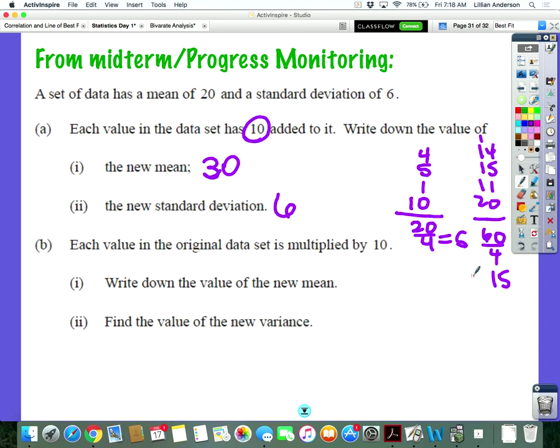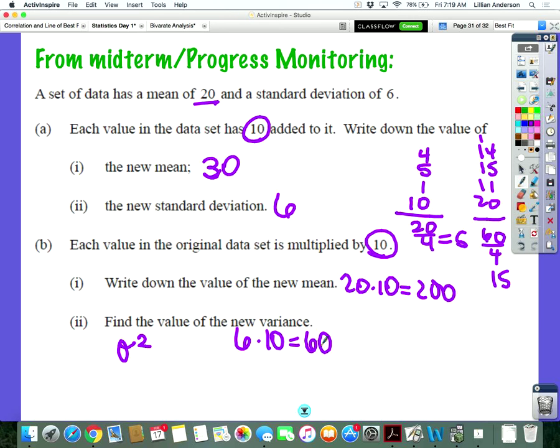Each value in the original data set is now multiplied by 10. Well, if it's multiplied by 10, that means we're going to take our mean and multiply it by 10. So our new mean is going to be 200. And then it says find the value of the new variance. You have to be careful. Remember, variance is basically standard deviation squared, okay? So first off, since our data set is being multiplied by 10, we're going to take our standard deviation and multiply it by 10 to get 60.